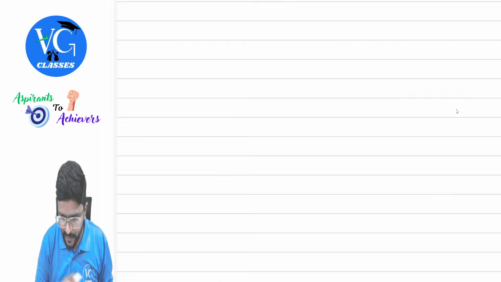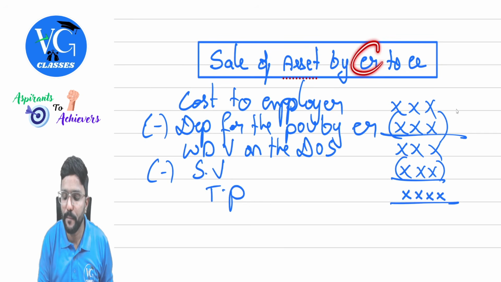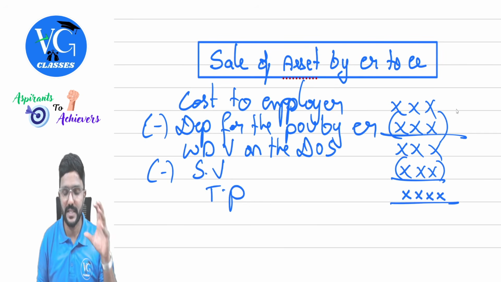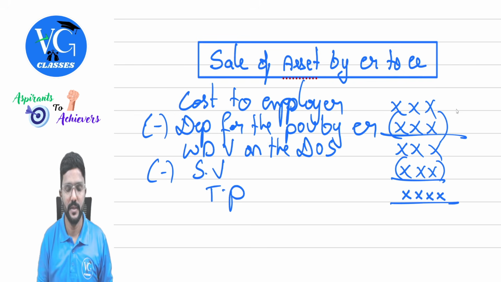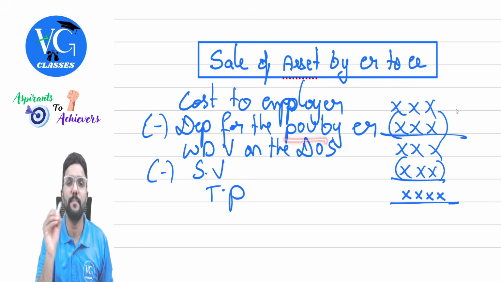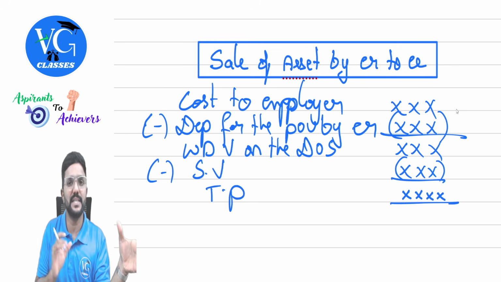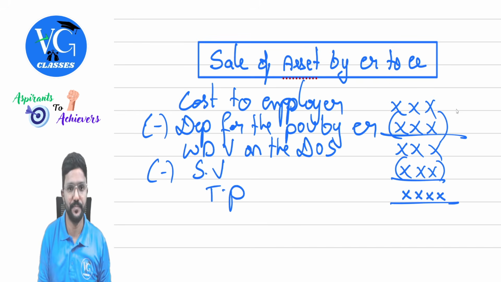I will just try to explain it with the format here. Whenever the asset is sold by employer to employee, first calculate the purchase cost to the employer. From that, reduce depreciation for the period of usage by the employer, from the date of purchase till the date of sale. But it is only for the completed years of usage. If it is a part of the year, please ignore it.